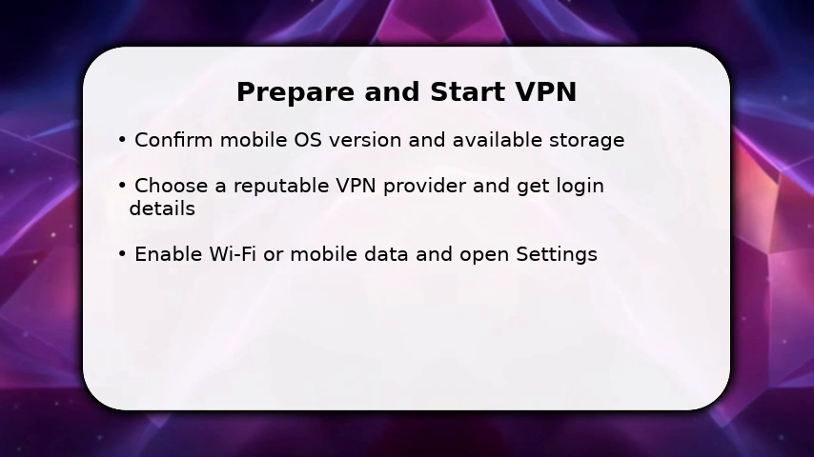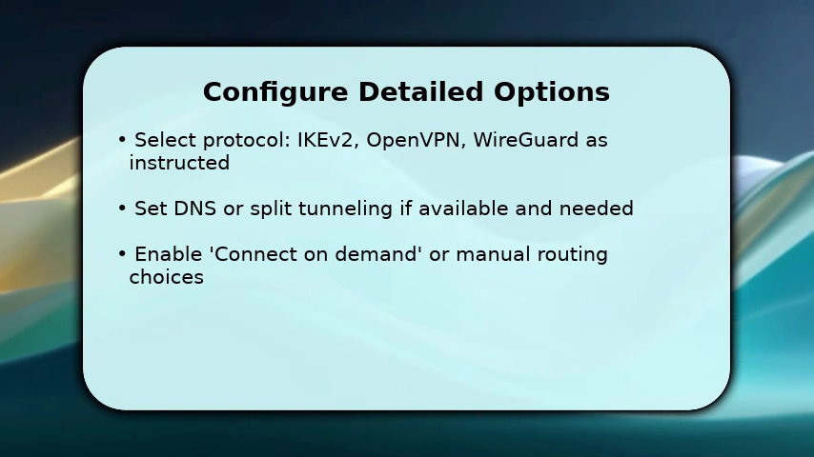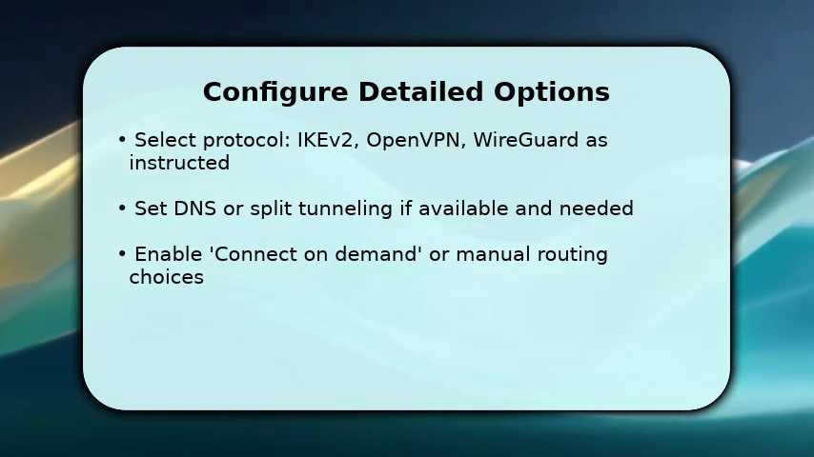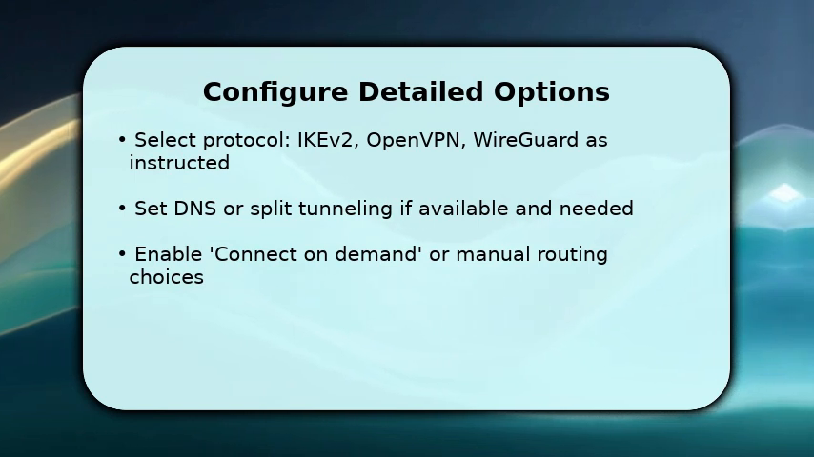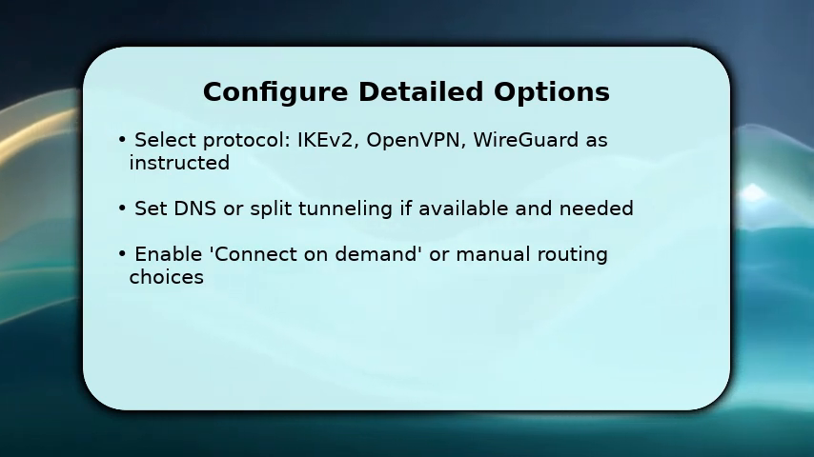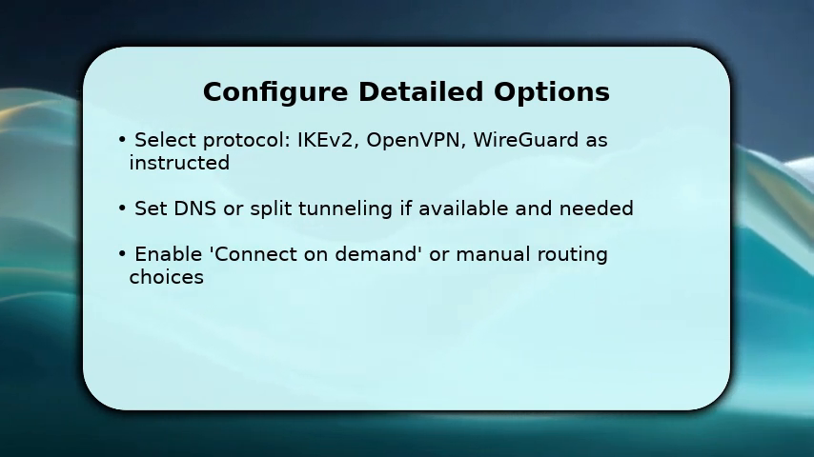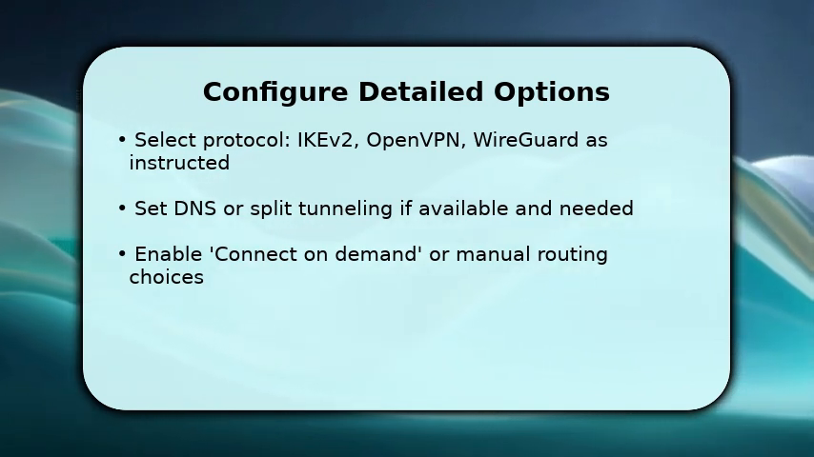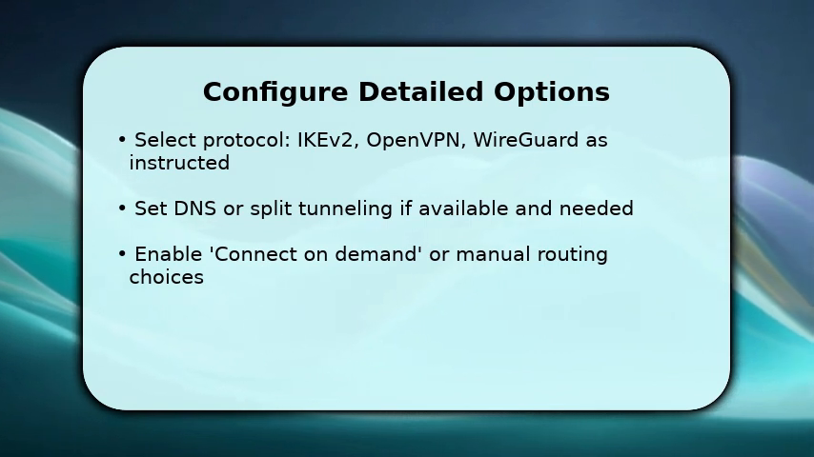Now you handle the complex middle steps. Choose the protocol recommended by your provider, WireGuard for speed or OpenVPN for compatibility. Once you select it, add custom DNS if you need privacy or to bypass filters. Make sure DNS entries are correct. Configure split tunneling to exclude local apps if necessary, and set routing or proxy options per instructions.